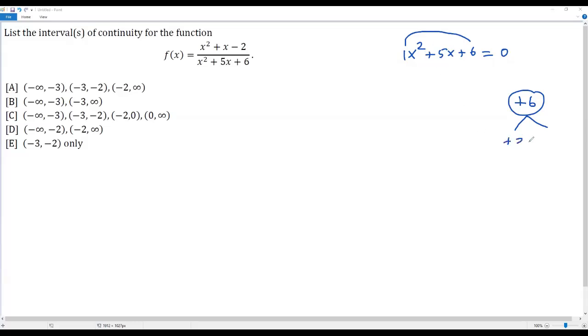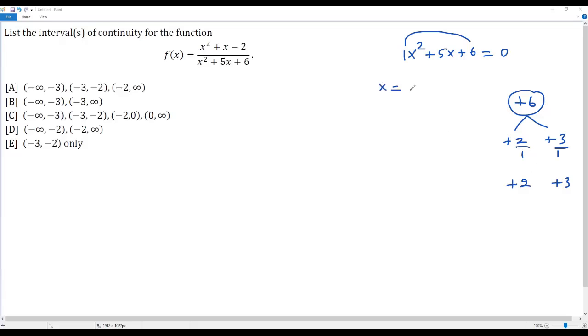I think a positive 2 and positive 3 will work. When I multiply positive 2 and positive 3, I'm getting positive 6. When I add them, I'm getting positive 5, which is the coefficient of x. Further, I have to divide both these factors, positive 2 and positive 3, by the coefficient of x squared, that is 1. When I divide positive 2 by 1, it's still positive 2, and when I divide positive 3 by 1, it's still positive 3.